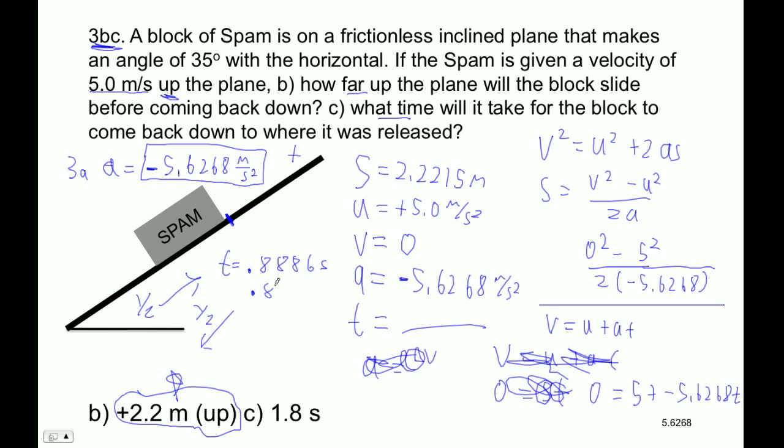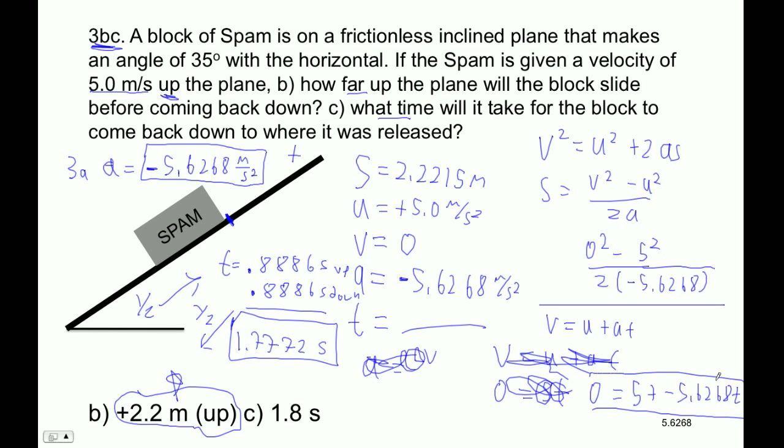It's going to take 0.8886 seconds down. That's going to be up, and that'll be down. So I'm just going to multiply this by 2, and I get 1.77777. That's kind of cool. Seconds to go up and down. So I use this equation, believe it or not, to find t, and then multiply the t by 2 or add them together, the time up and the time down.